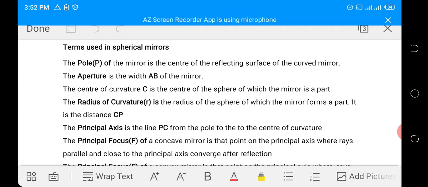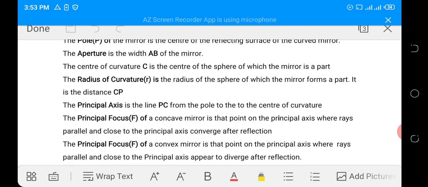Then the center of curvature C is the center of the sphere of which the mirror is a part. You can see the mirror, whether it is a convex or concave mirror, it's like a part of a big sphere. So when this sphere is completed, the center of that sphere is what we call the center of curvature of the mirror.